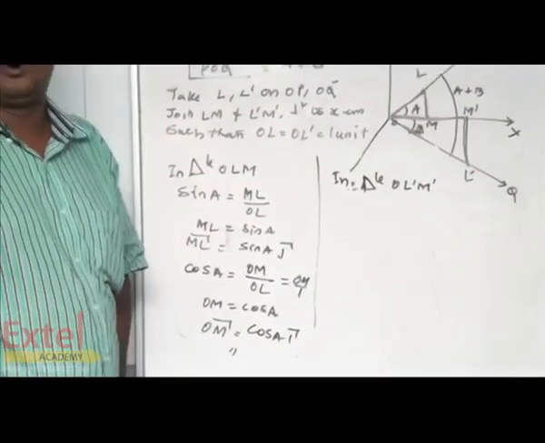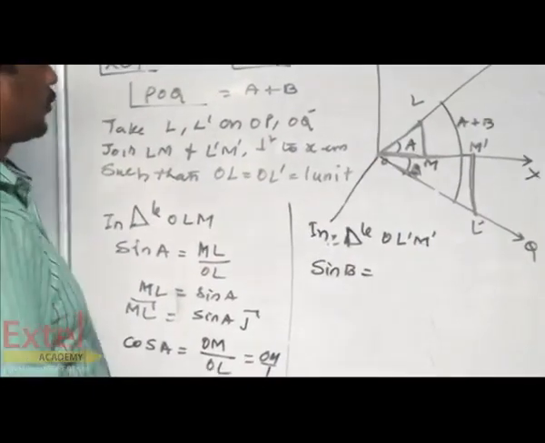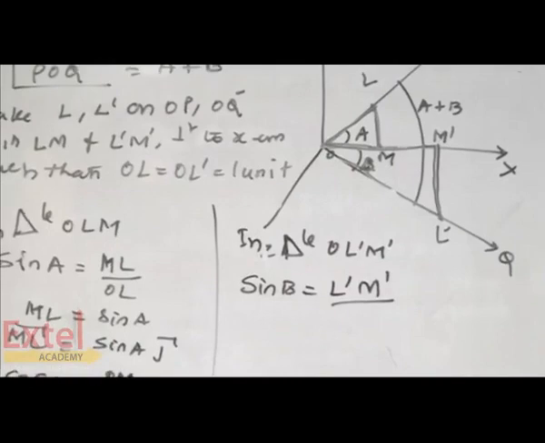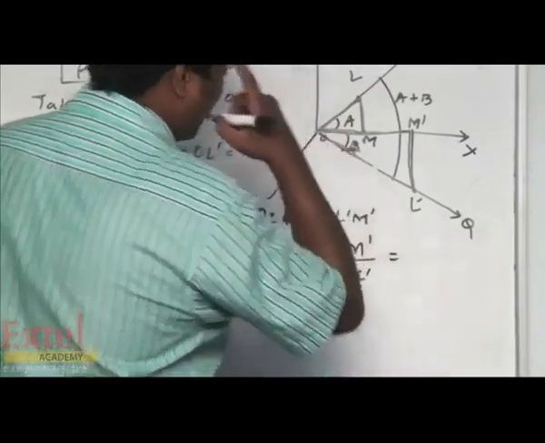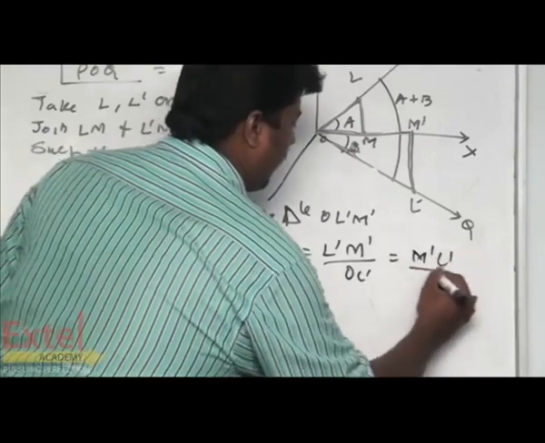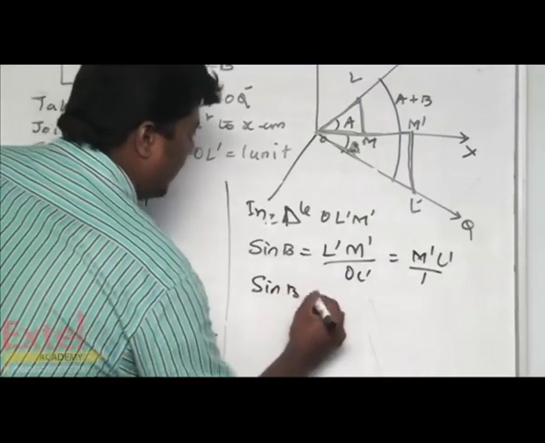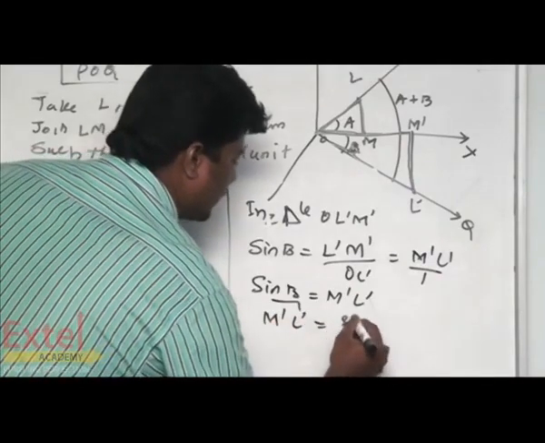In right angle triangle OL dash M dash, we can say sine B is the opposite side by hypotenuse. The opposite side is L dash M dash, or M dash L dash, divided by the hypotenuse, that is OL dash, which is 1. So sine B is equal to M dash L dash. Now find out the M dash L dash vector, which is equal to sine B.